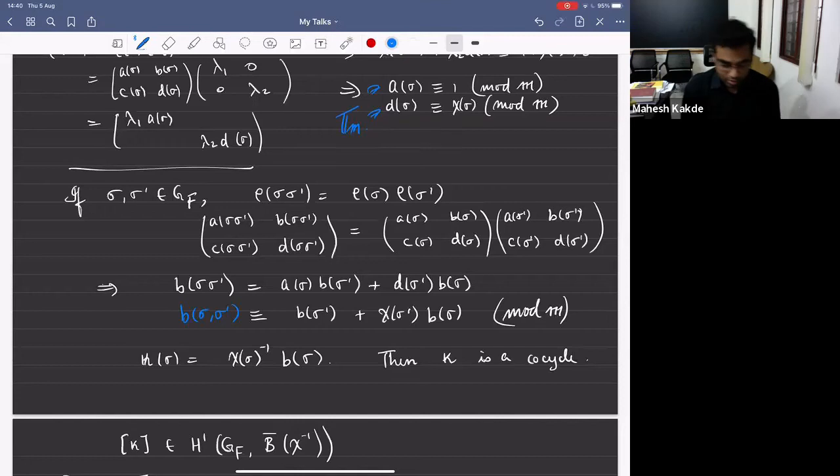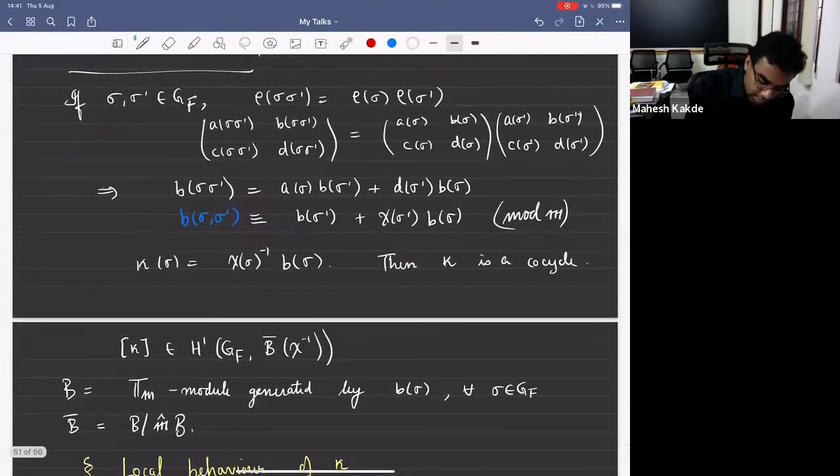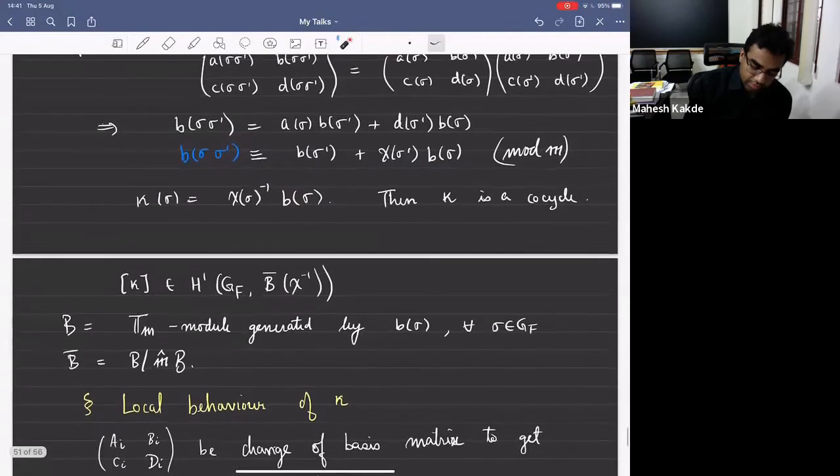Okay. So actually the co-cycle that I take is this. Kappa of sigma is chi of sigma inverse times B of sigma. Sorry, this is not a comma, that was supposed to be a dot. Anyway, if I take this, then it is actually a co-cycle with values in B bar times chi inverse.